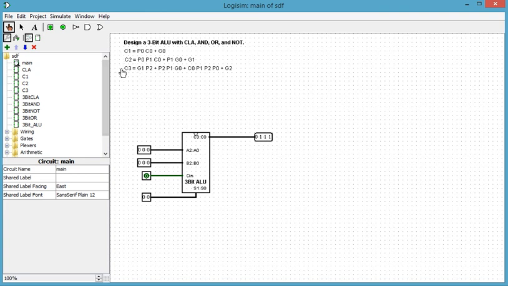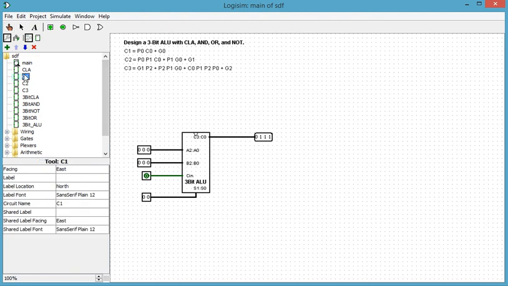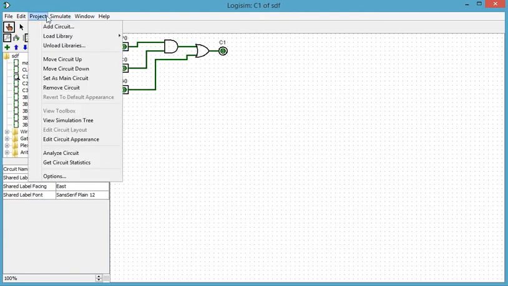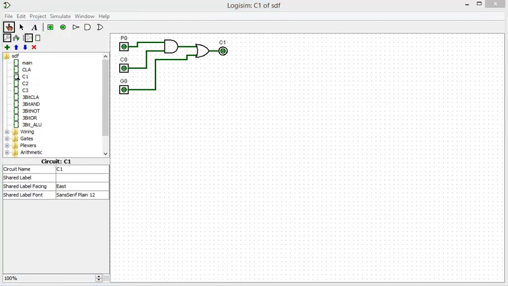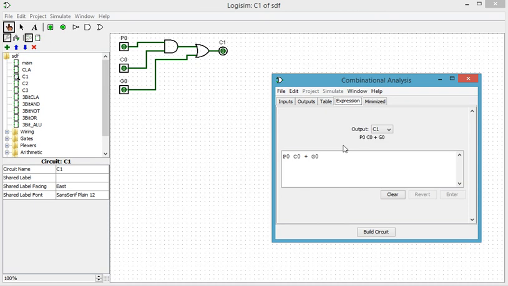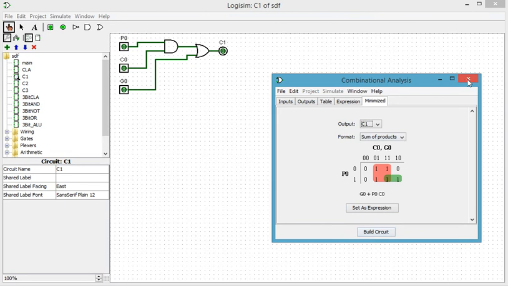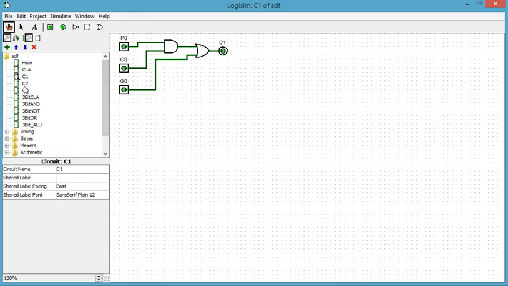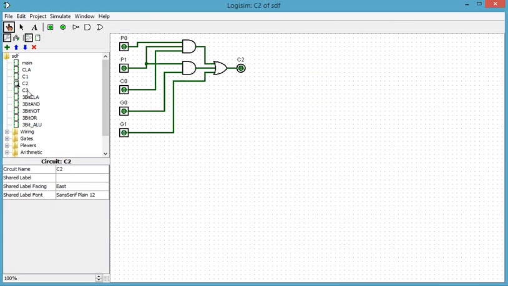These are the three fundamental equations that we need to use to deal with our carries for the carry look-ahead part of our ALU. What I did is I took each one of these equations and entered it into the circuit analyzer. So, for example, for C1, I did that here. It's a very simple circuit. I probably didn't need to use the analyzer, but I was able to put in my inputs, my output, and then enter the expression and hit enter. And with that, I was able to build the circuit I needed. And I did that for C1, C2, and C3.